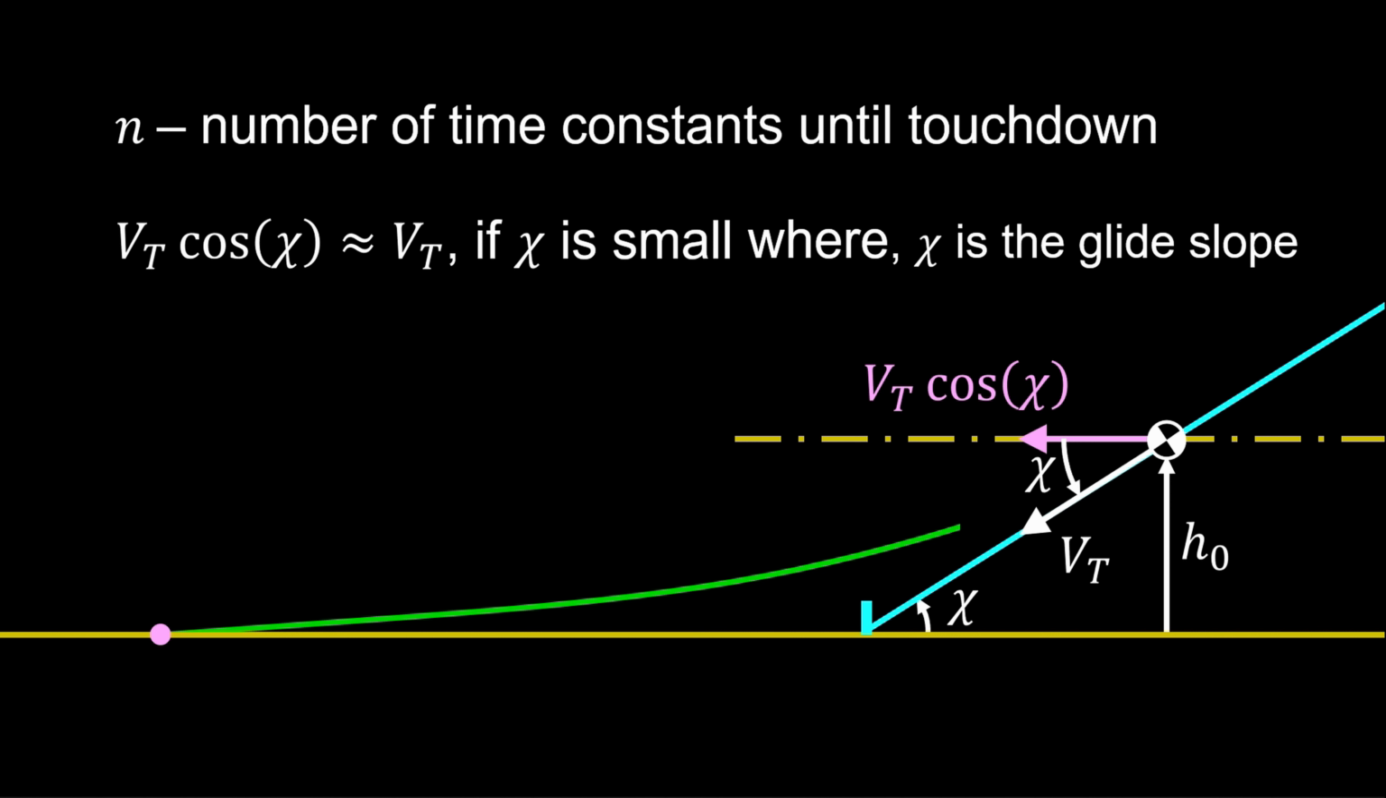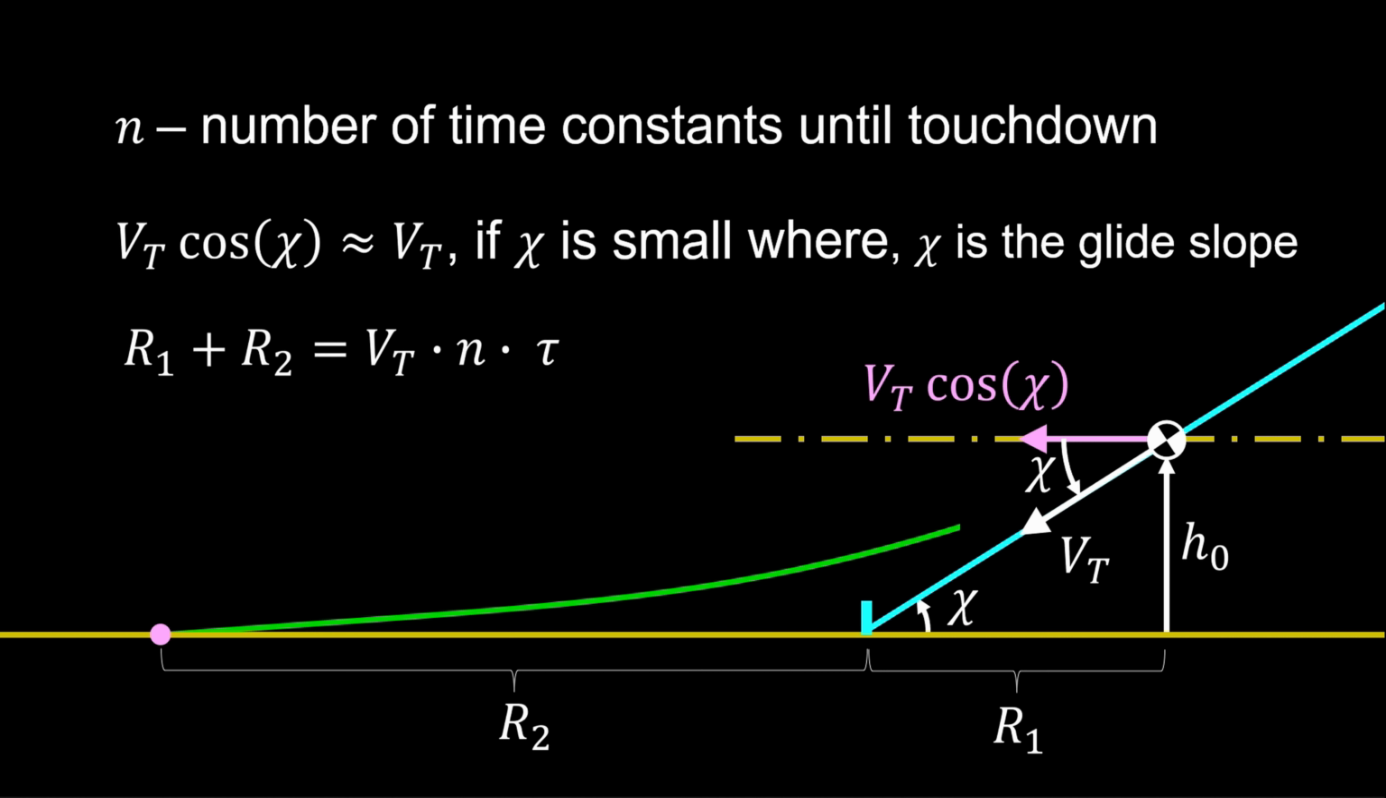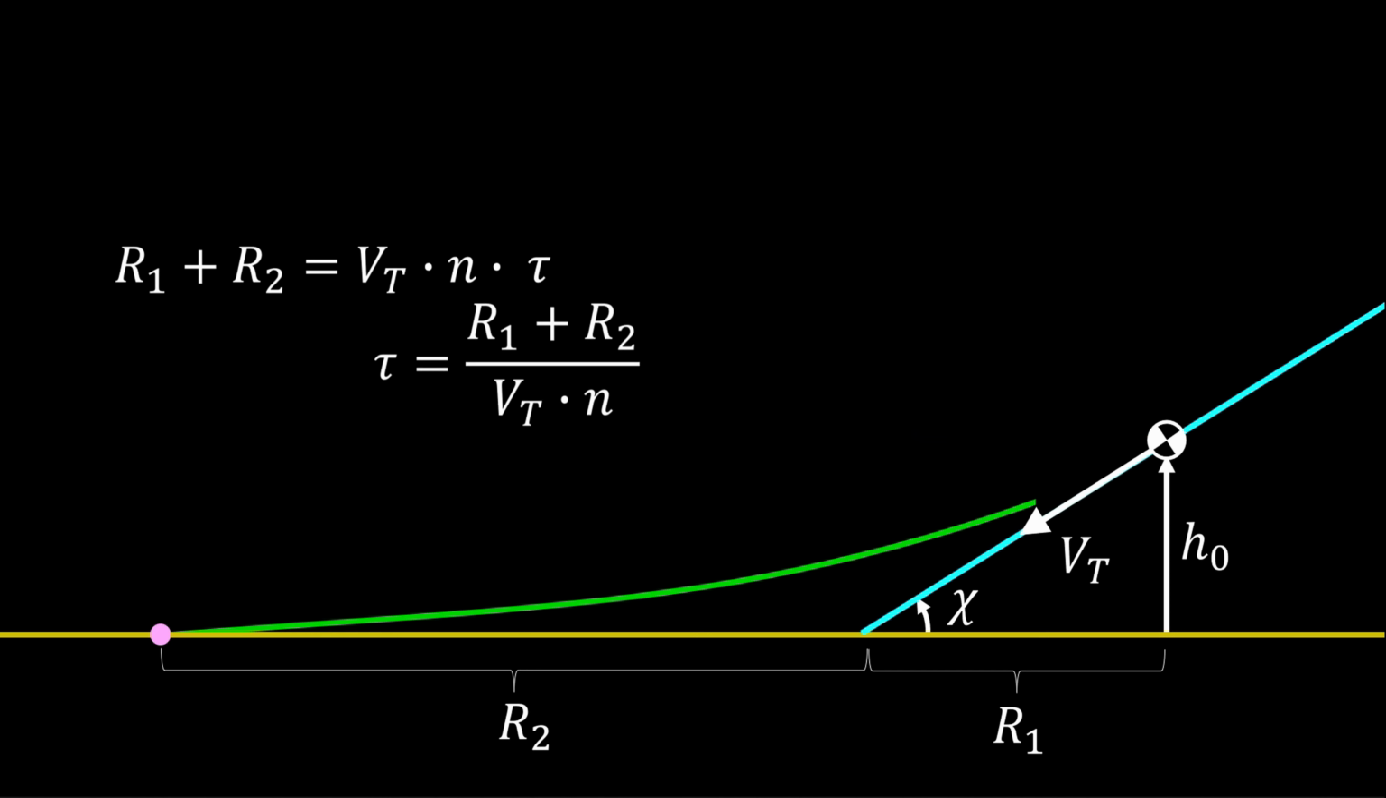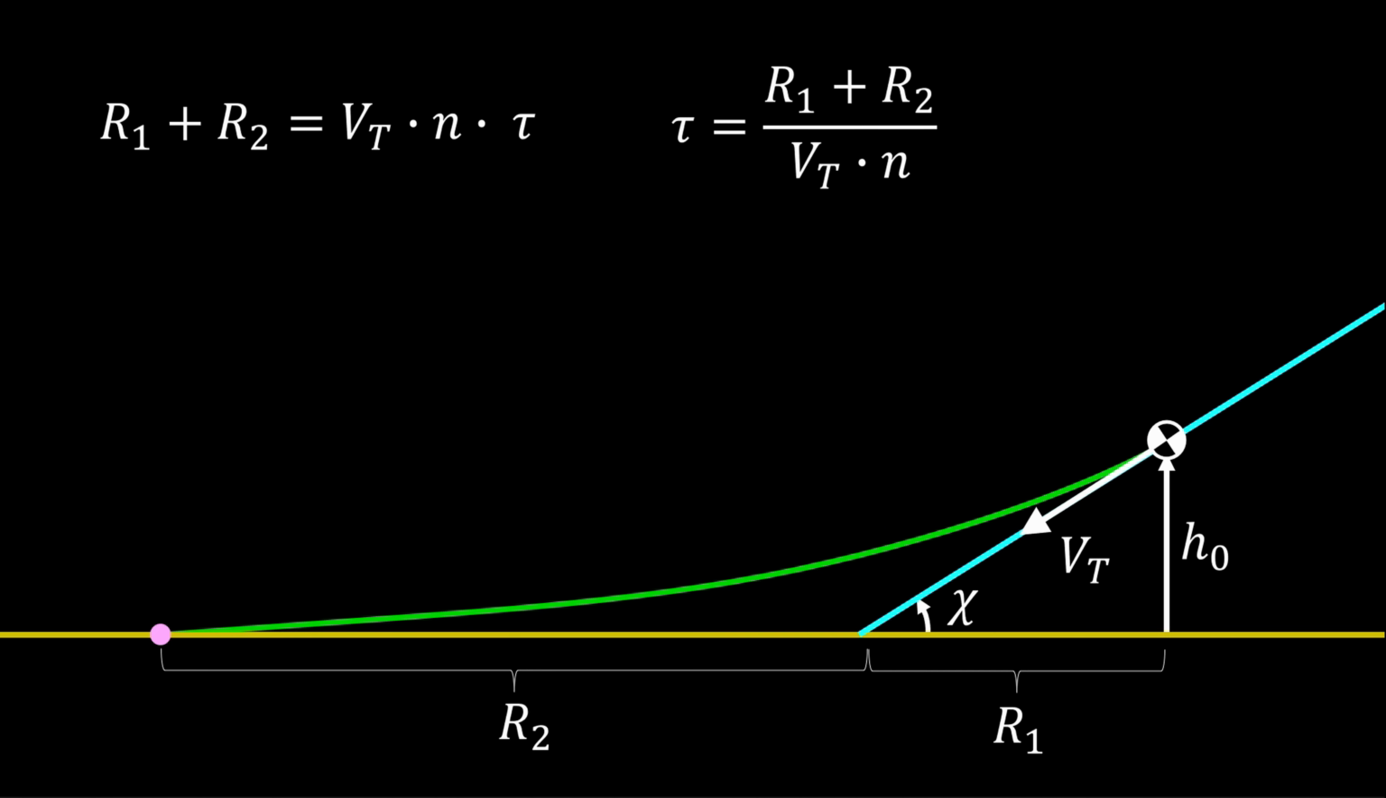Now, to touchdown, the aircraft first travels from h0 to the transmitter, then from the transmitter to touchdown. Thus, the total distance traveled, r1 plus r2, is airspeed times total desired time on the flare path, that is, n times tau. Solving for tau, we get it as a function of r1, r2, vt, and n. But r1 can be determined from the geometry of the glide path. Note this triangle.